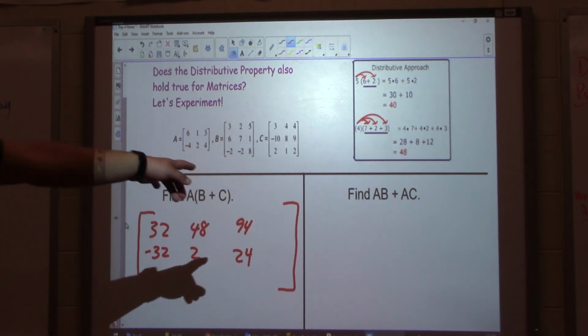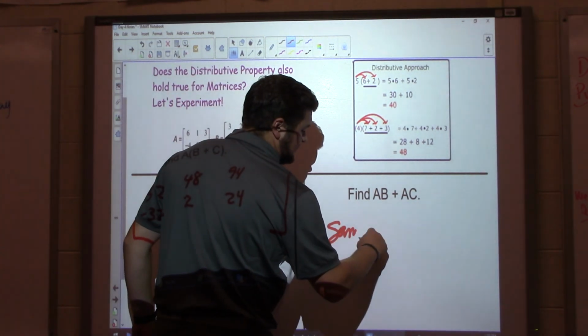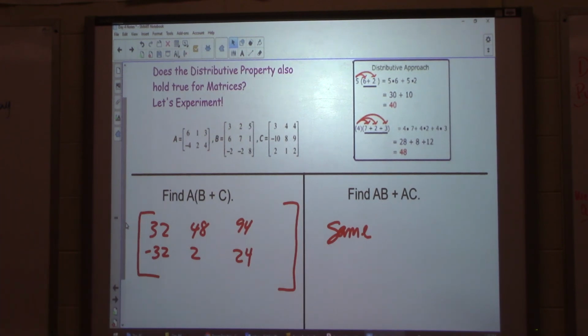Hey, how about the second one? I got the same thing. Same thing. It does work. What did I do? Distributive property does work for matrices. I put parentheses. Alright, we're done for today. Except.